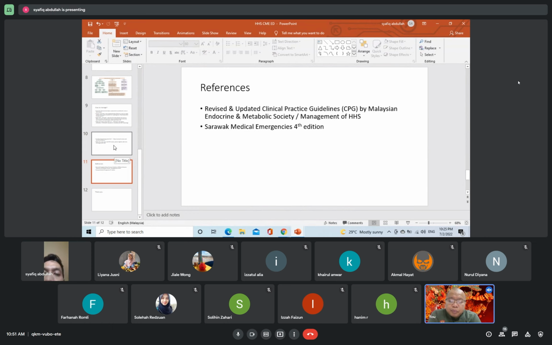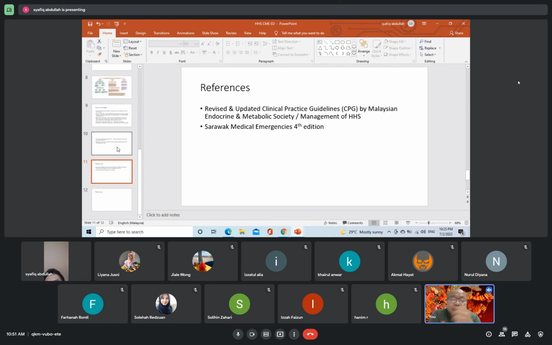Okay, so with regards to HSS, dia compare to DKA tu, HSS it's more to do with electrolyte lah dengan osmolarity punya problem lah. So compared to DKA, HSS ni dia punya onset is more insidious. DKA ni can be quite acute. History biasa 2-3 hari je. Tapi with HSS onset tu lebih insidious lah. Kadang-kadang over a few weeks apa semua lah.